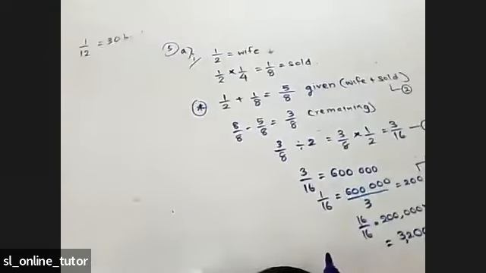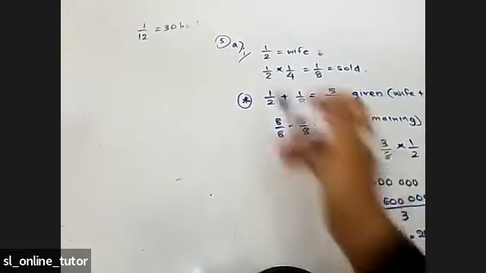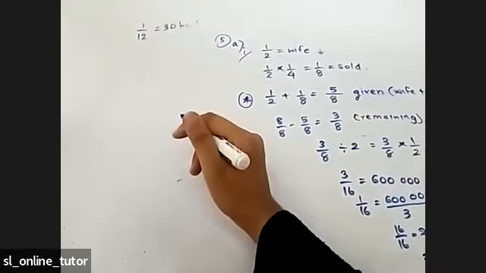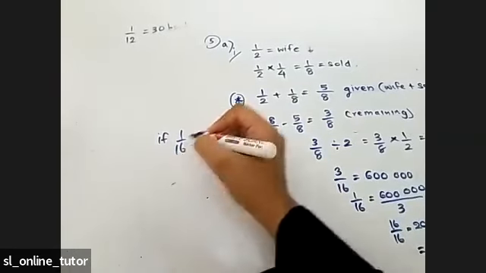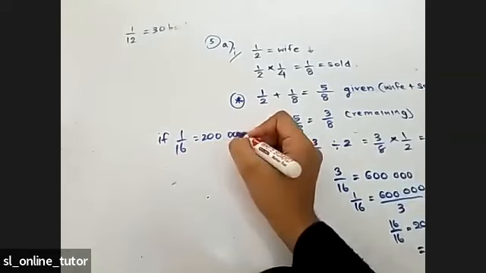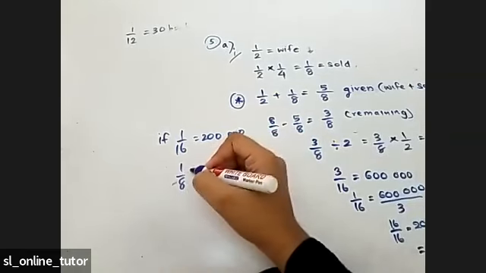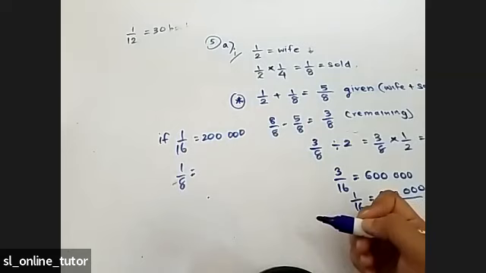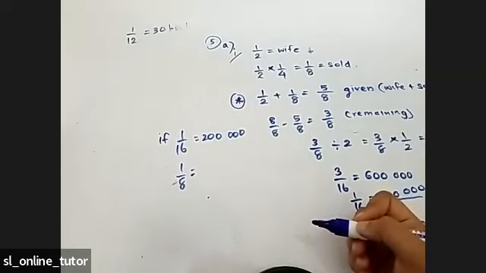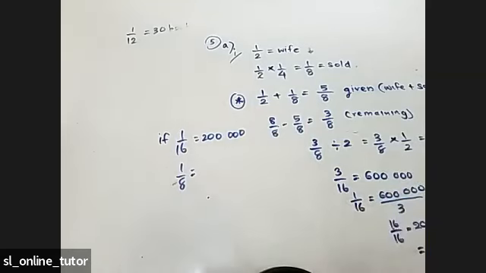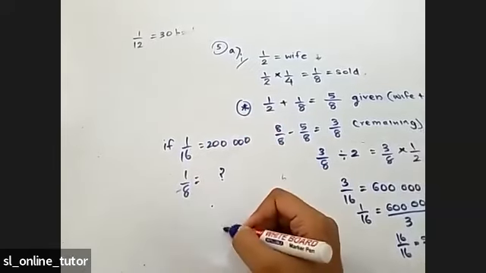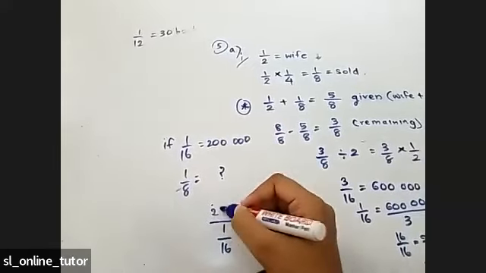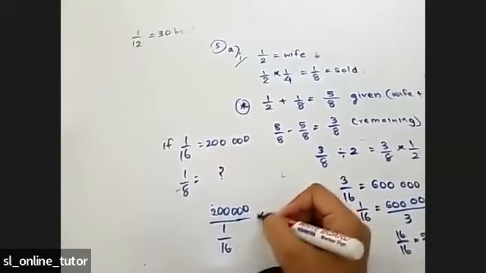Now they're asking to find the value of the land that was sold. Sold 1 over 8. Okay, 1 over 8 was sold. If 1 over 16 is 200,000, what is 1 over 8? Now listen, 1 over 16 means 200,000. What is 1 over 8?